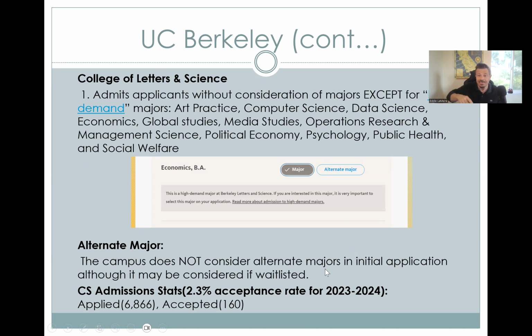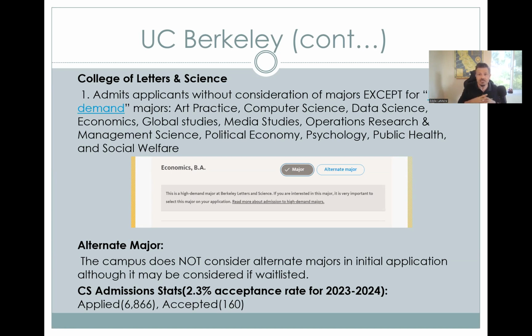At the same time, you're not going to get considered for an alternate major. The one thing that's not said here is that it's a high demand major. You should select it, but if you don't get in, you're not getting into Berkeley in general. You're being looked at for that major specifically. If you apply to public health, but you're not admitted to public health, you're not admitted to Berkeley. On the flip side, if you apply to something like math, it doesn't make a difference, because for something not high demand, you'd be directly admitted to Letters and Sciences undeclared. So the big thing to be concerned with under Letters and Sciences is art practice, CS, data science, econ, and the rest of these.